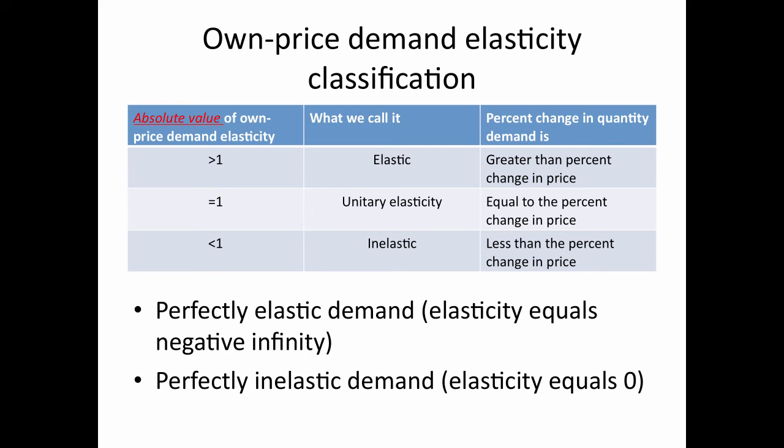change. If the elasticity of demand equals 0, what that means is that no matter how much price changes, there's no change in quantity demanded. When that happens, we say we have perfectly inelastic demand, and the demand curve would appear as a vertical line. It's at 90 degrees to the x-axis.